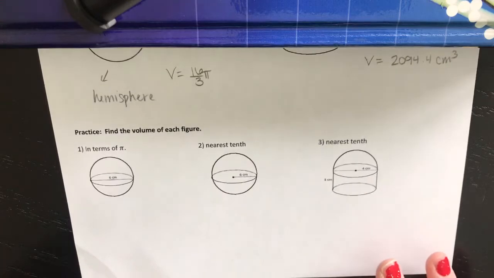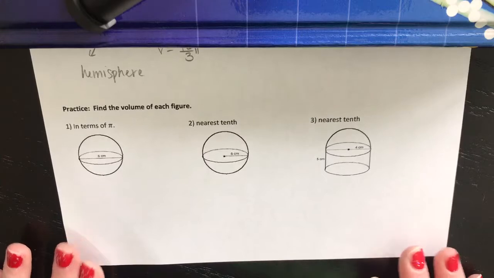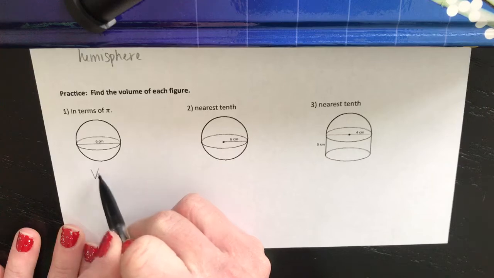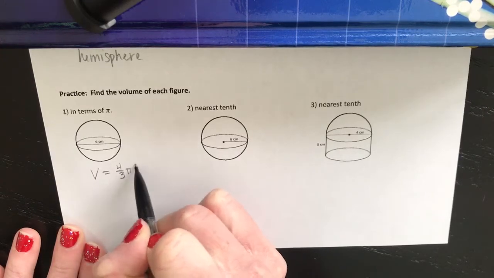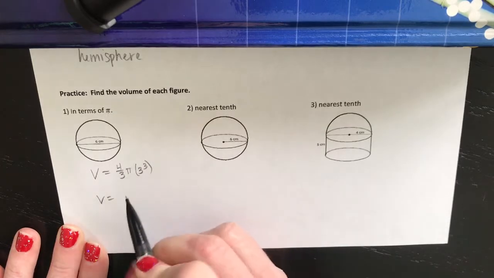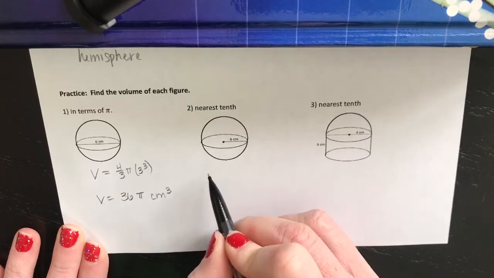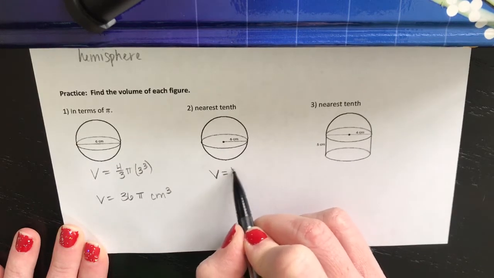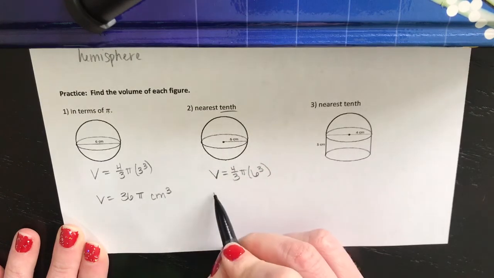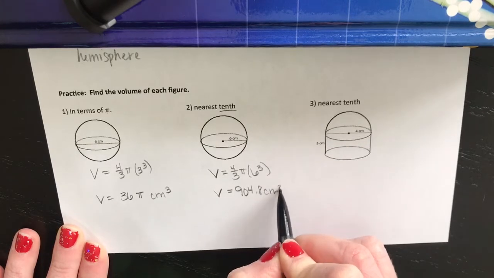Okay, along the bottom here is just some practice, so if you want to pause and try these on your own, otherwise I'm just going to go through these. So 2 spheres at the bottom. Number 1, volume equals 4/3 pi times 3 cubed. It is in terms of pi, so you do not put pi in the calculator. You wind up with 36 pi. Next one, volume equals 4/3 pi 6 cubed. It's to the nearest tenth, so we type that whole thing in. We get 904.8 centimeters cubed.